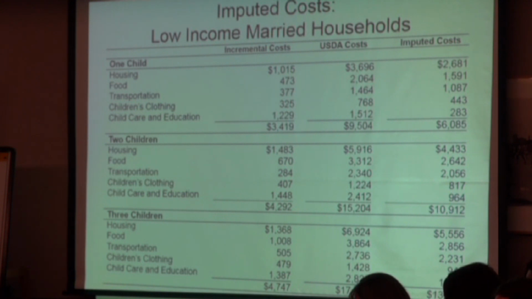Second, note the difference between housing and child care. In every case, the USDA has housing costs as the biggest category. In every case, we don't. We have child care and education as the biggest category. Our numbers suggest that the largest category of child costs is child care and education. The USDA numbers say the largest category of child costs is housing. You guys have to make that decision between them.